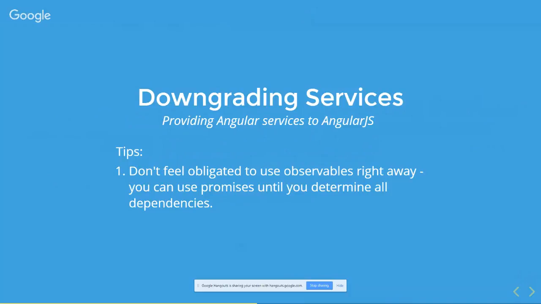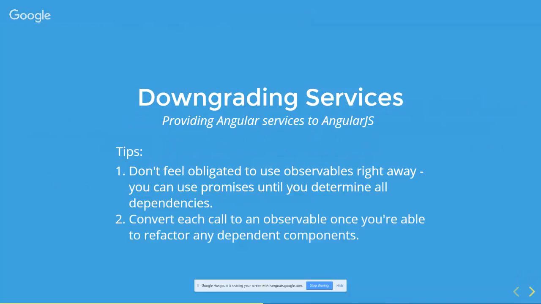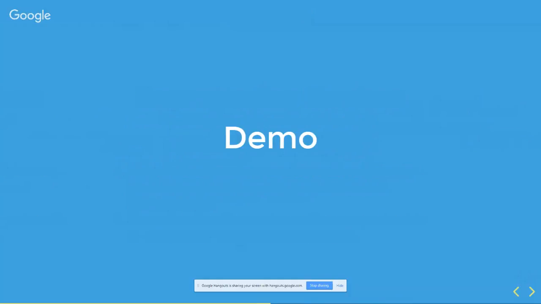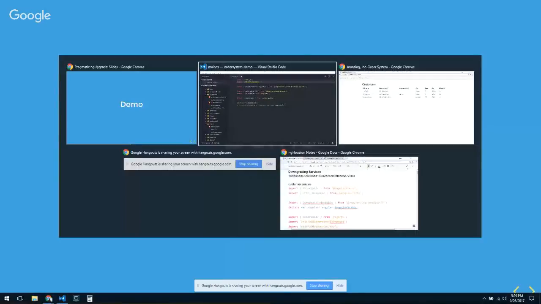You can use toPromise, and I'm going to show you that, so that you can ease the transition to using observables. You can make everything a promise at first, and then once you've identified all the dependencies on those services, you can convert one call at a time back to an observable, just removing the toPromise operator. That way you can do this slowly in a way that's not going to disrupt your application. So let's go take a look at that.